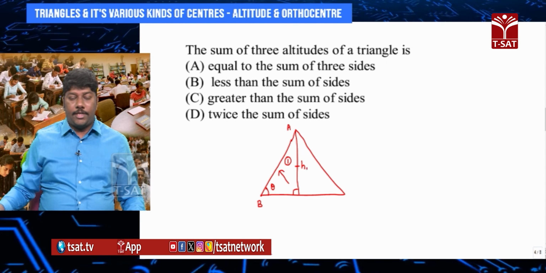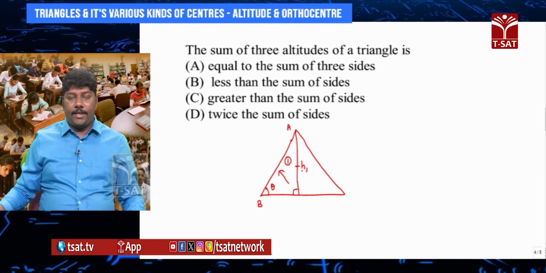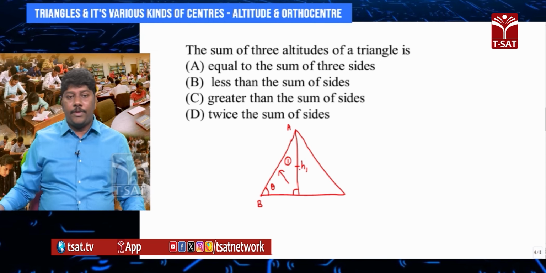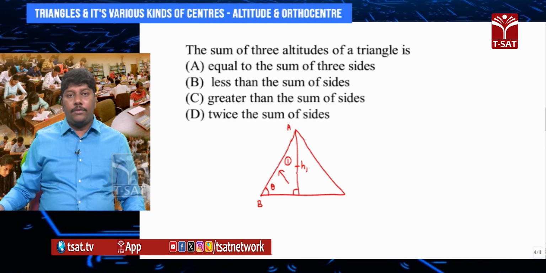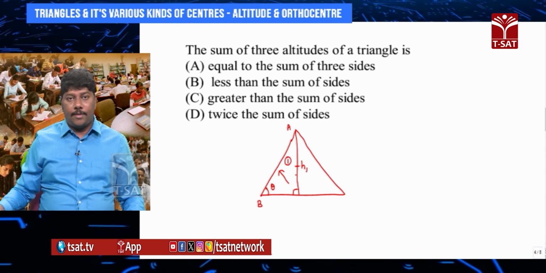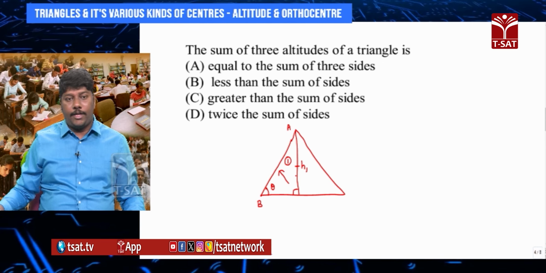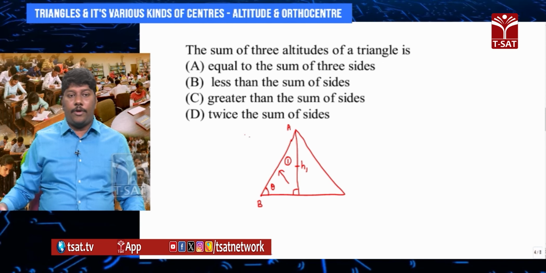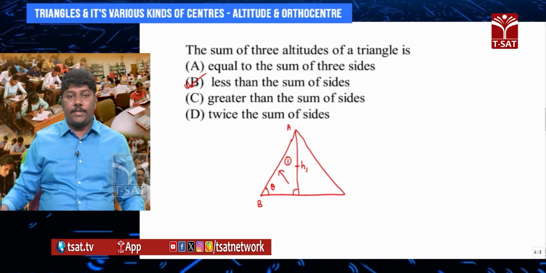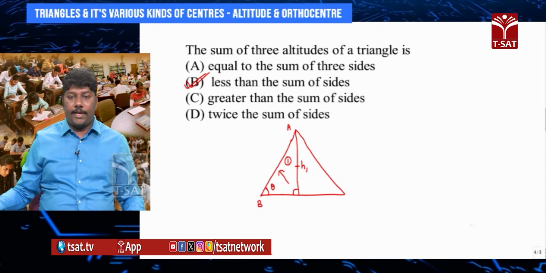Let's say this altitude is H1. So AB is greater than H1. In the same way you can say H2, H3 also. If you do the sum of all the sides, it is greater than the sum of all altitudes. Therefore the sum of altitudes is less than the sum of sides. So the correct answer is less than the sum of sides.